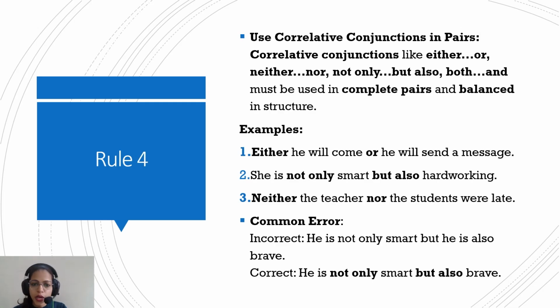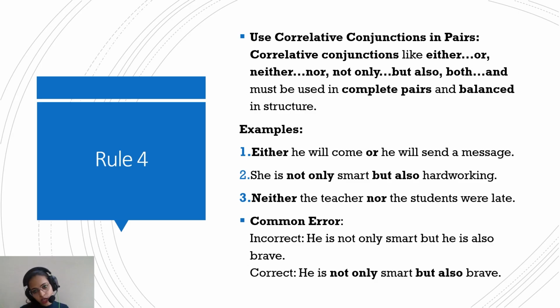Use correlative conjunctions in pairs. This is very similar to what we did in parallelism. Either he will come or he will send a message. She is not only smart but also hardworking. Neither the teacher nor the students were late. When these correlative conjunctions are used, the parts before and after them should be consistent. If we say he is not only smart but he is also brave, this is incorrect. He is not only smart but also brave. Now the words between them are consistent.